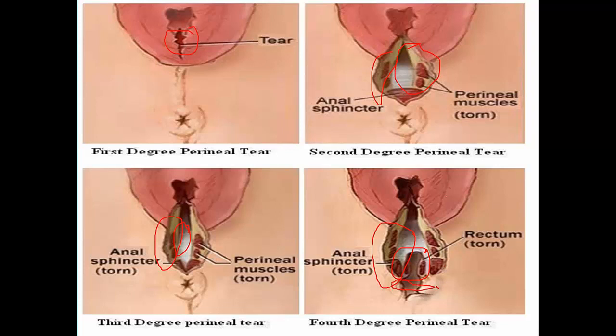So does anybody know about the rectal buttonhole tear? Anybody know? What is the difference between a fourth degree perineal tear and the rectal buttonhole tear?